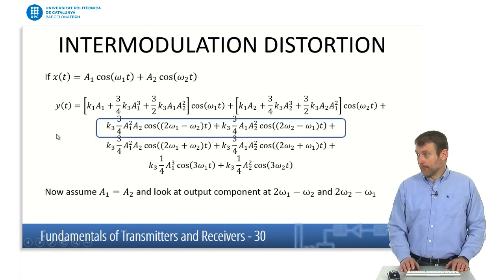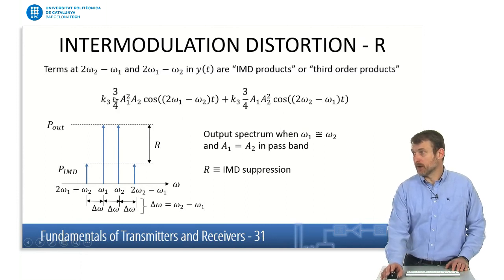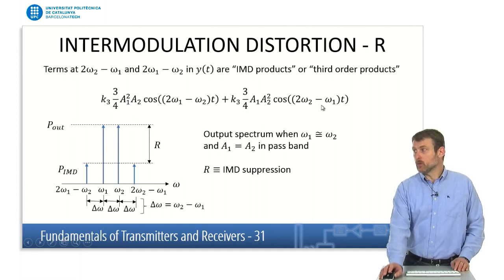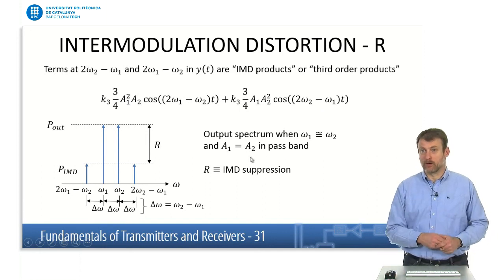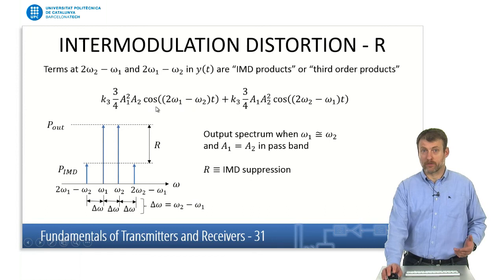Now, these terms, which I have rewritten in this slide, are terms which depend on A1 squared A2 or A1 A2 squared. So if we make A1 equal A2, meaning that we are feeding our system with two tones of equal power, it turns out that the dependence is cubic for both these terms, and as I say, these two terms are called the intermodulation products or third-order products.